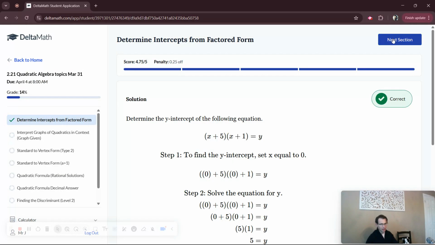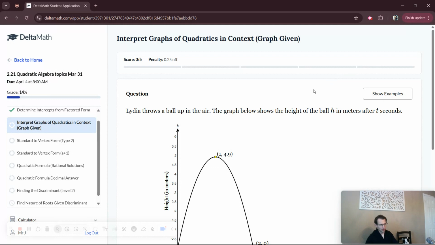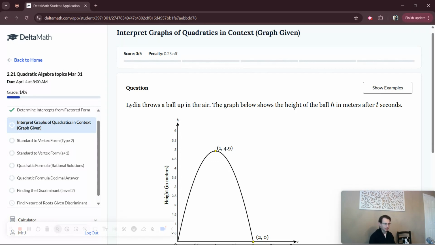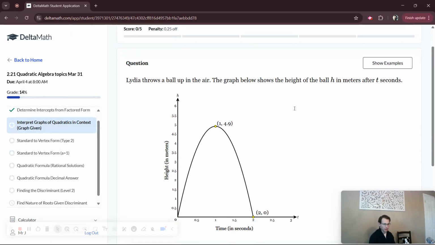Yeah. Next section. I didn't get that perfect. Oh dear. Okay.